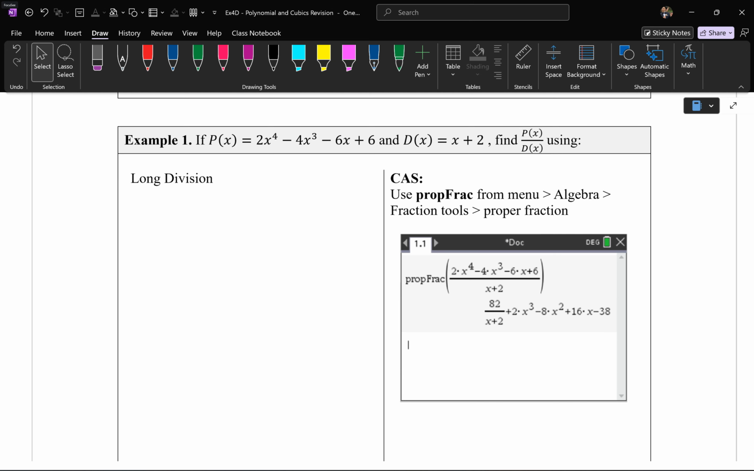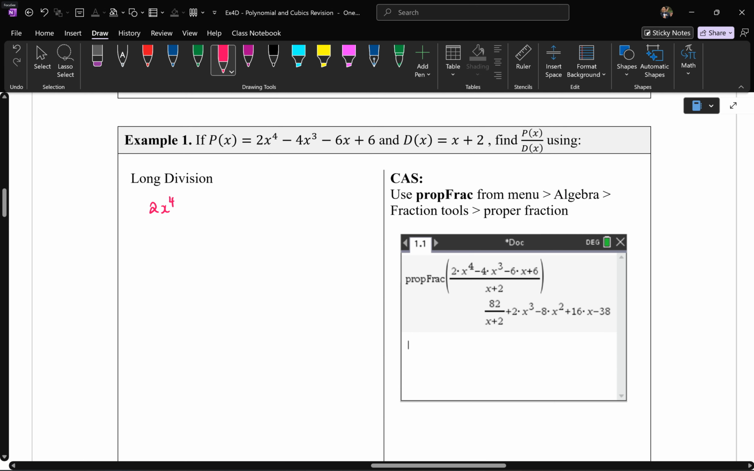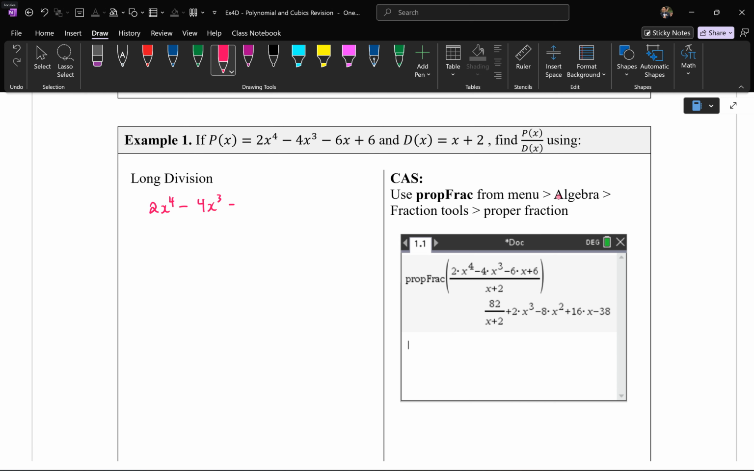But in this case, we want to do it by hand now. How do we do polynomial division again? So, yes, Lachlan. It is on the sheets. That's right. So we're going to lay it out. We want to find 2x to the power of 4 minus 4x cubed minus 6x. Oh, you're missing an x squared. Interesting. All right. Plus 6, and then divided by, the divisor is x plus 2.